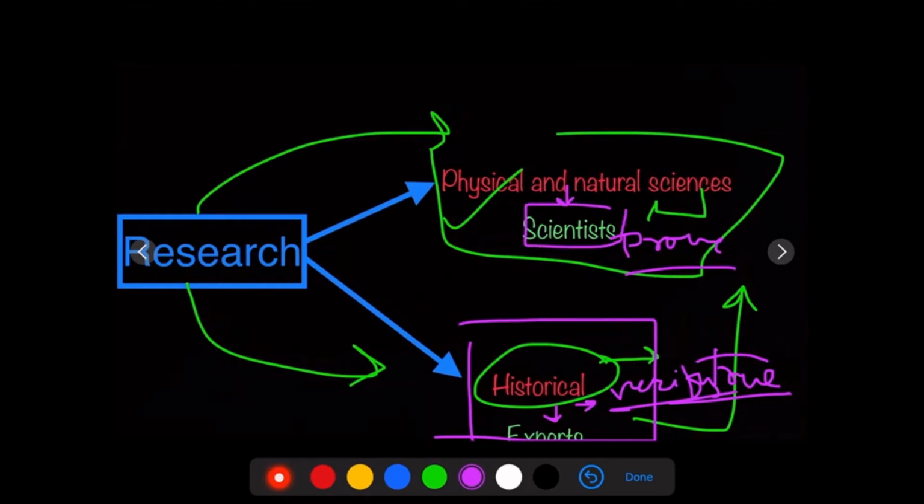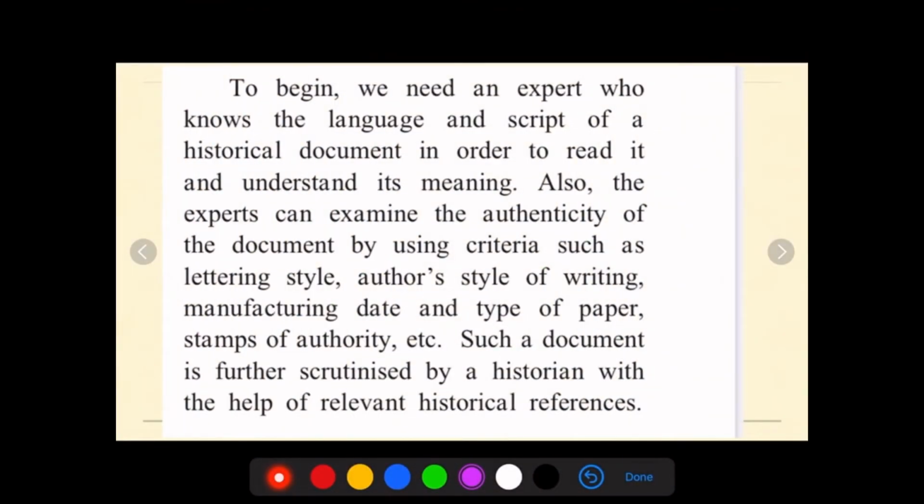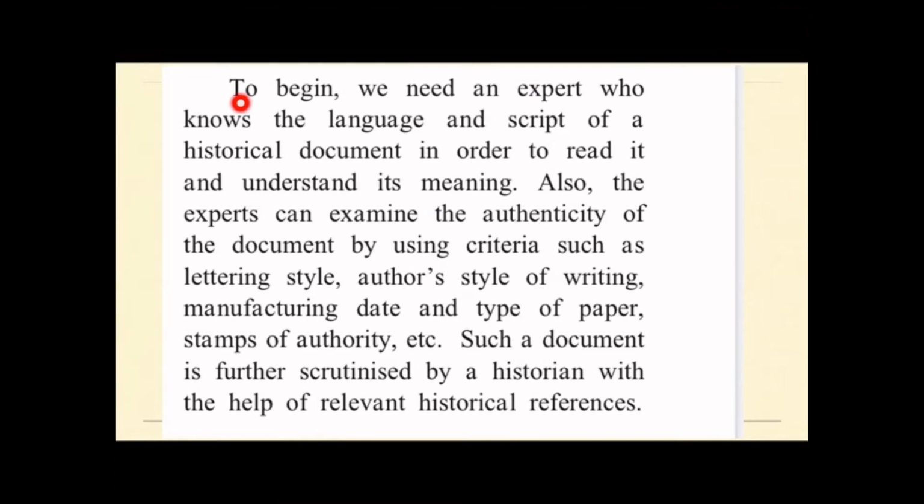Okay, so let us move ahead now. I hope the research part is clear to you. If you have any doubts, ask in the comment section. Okay, let us move ahead. The paragraph is given, so let us start.